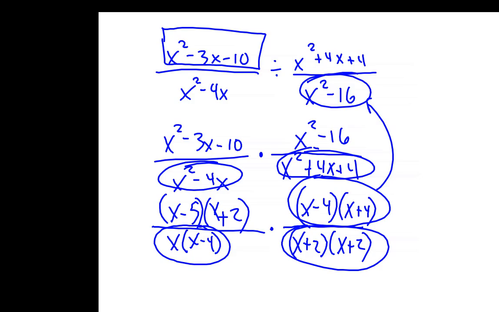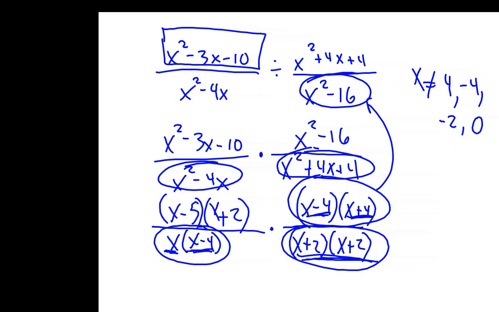So what are my restrictions going to be here? What is x not allowed to equal for this problem? 4. What else? Negative 4. What else? Negative 2. What else? 0. Anything else? 2. I think 2 is okay. Why is 2 okay? Because I don't have an x minus 2 anywhere. Do I? These are both x plus 2s. Okay. So this one says x can't equal 0, x cannot equal 4. These both give me x cannot equal negative 2. Here's another x cannot equal 4, and here's an x cannot equal negative 4. So I think that's 4 restrictions we have, right?